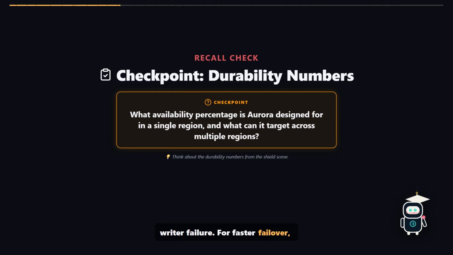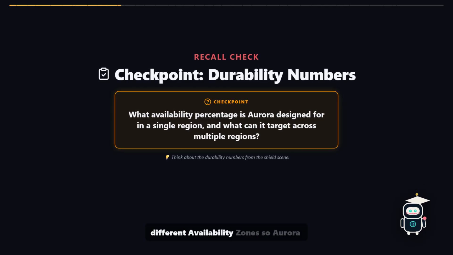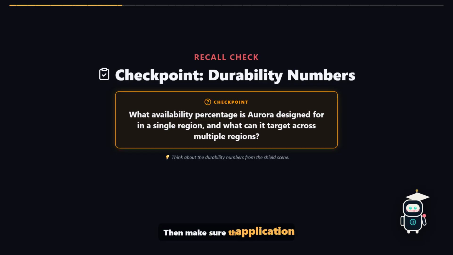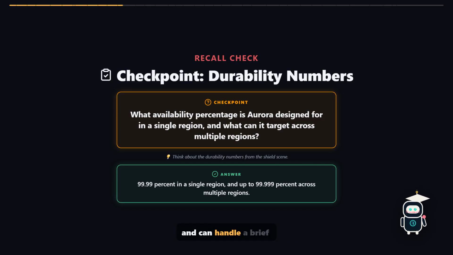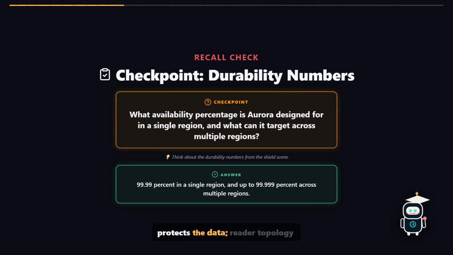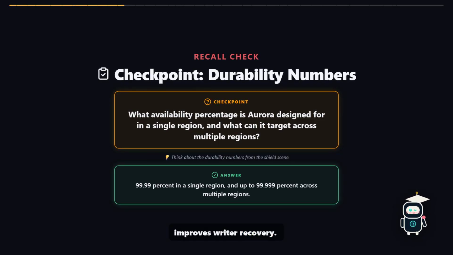For faster failover, use eligible reader instances in different availability zones so Aurora has a ready promotion target. Then make sure the application connects through the cluster endpoint and can handle a brief connection interruption. Remember, storage durability protects the data. Reader topology improves writer recovery.